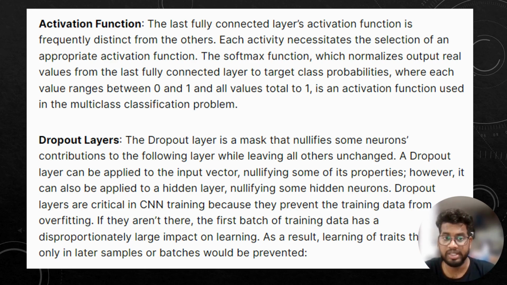Dropout layers. The dropout layer is a mask that nullifies some neurons' contribution to the following layer while leaving all others unchanged. A dropout layer can be applied to the input vector, nullifying some of its features. However, it can also be applied to a hidden layer, nullifying some hidden neurons. Dropout layers are critical in CNN training because they prevent the training data from overfitting. If they aren't there, the first batch of training data has a disproportionately large impact on learning. As a result, learning of traits that appear only in later samples or batches would be prevented.